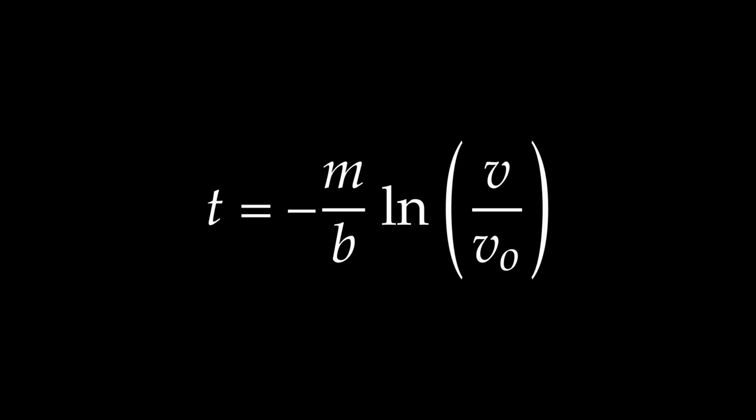So we look at that and say, now I know time as a function of velocity. Well, that's weird. That's not what I wanted. What I wanted was velocity as a function of time. It's okay. All I have to do is invert this equation.